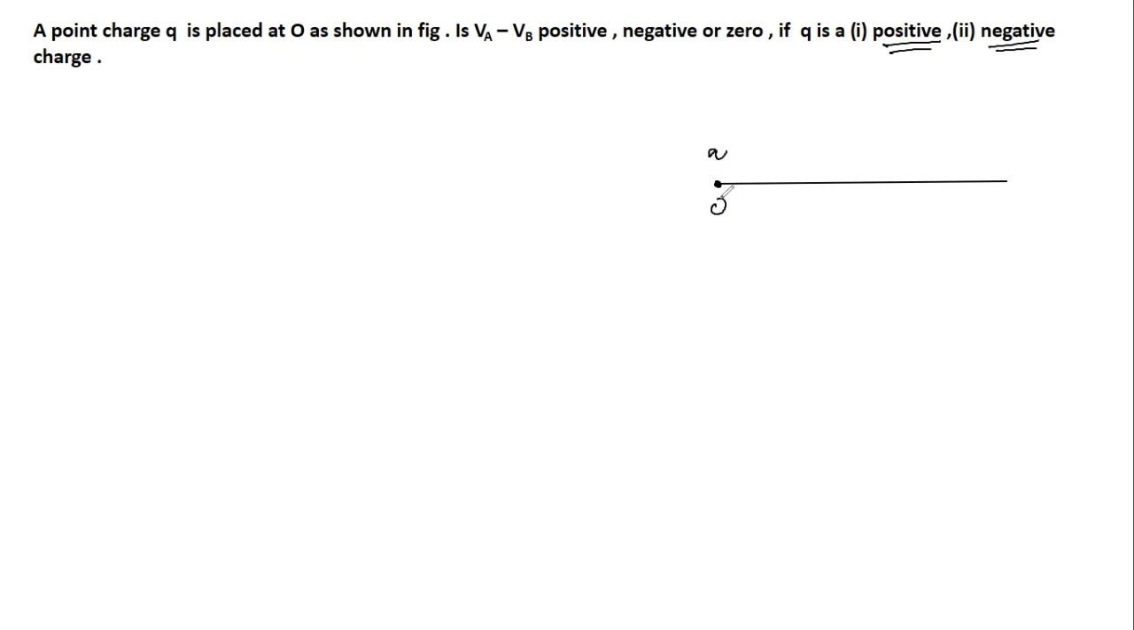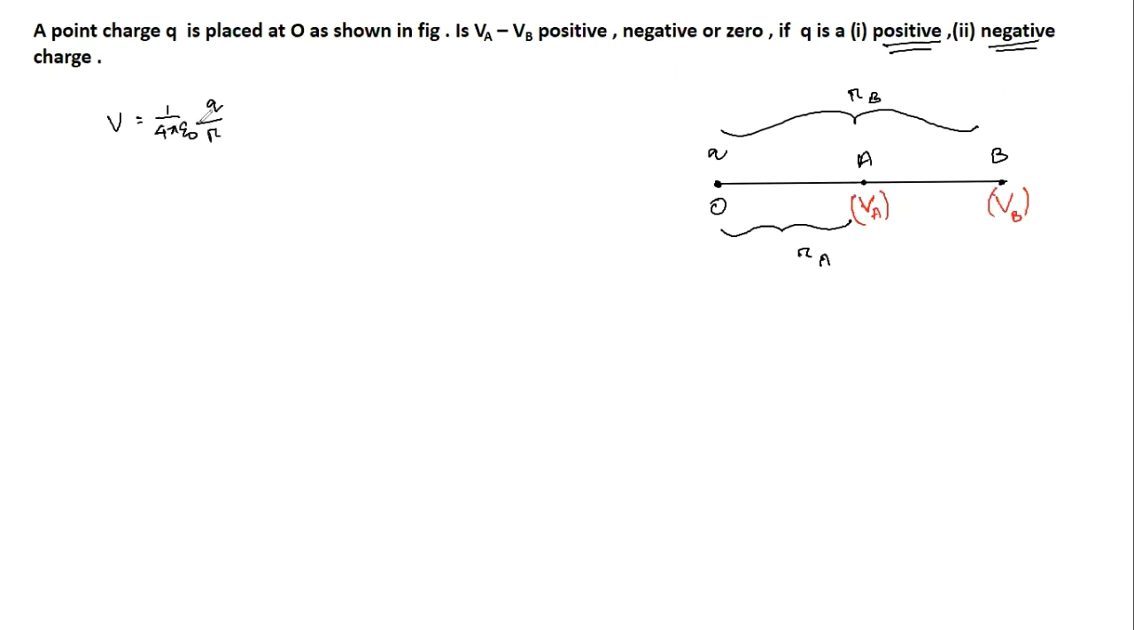So let's say you have a certain charge Q at this point O, and you have two different points, point A and point B. Let's say this distance is R suffix A, and this distance is R suffix B. Let's say the potential at point A is V suffix A, and the potential at point B is V suffix B. From earlier topics, we have understood that the potential due to a point charge is 1 by 4 pi epsilon naught Q by R, where R is the distance from the point to the charge.